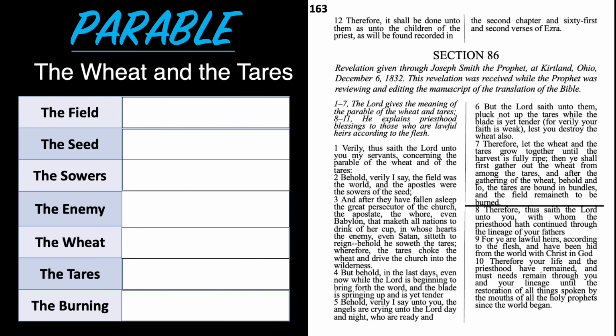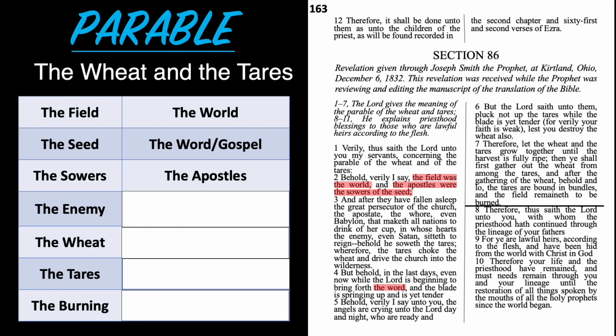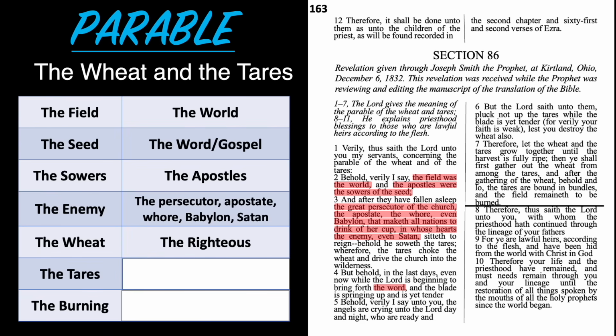Here are the interpretations. The field is the world. The seed is the gospel. The sowers of the seed are the apostles. The enemy is the great persecutor, the apostate, the whore, Babylon, or Satan. The wheat then, and you've got to go to Matthew 13 for these, the wheat then is the righteous people of the earth, or the children of the kingdom, while the tares are the children of the wicked one. So basically the righteous and the wicked.